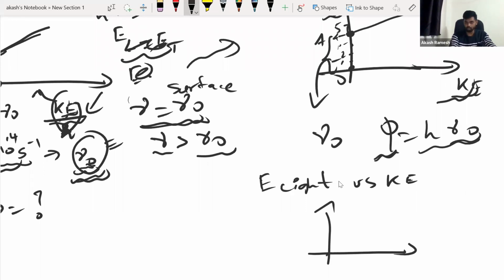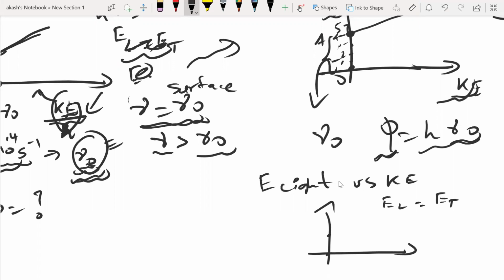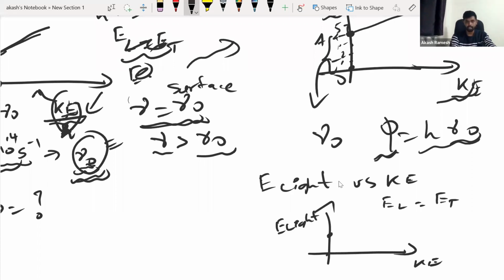Say you start with 0 energy of light, obviously no photoelectric effect. Till some point, the energy of light will be equal to the threshold energy. I write it as ET. That is this point. This is kinetic energy here, and this is the energy of light here. Till this point, the energy of light is equal to the threshold energy, which means the electron is on the surface. Now, once the energy of light becomes greater than the threshold energy, the kinetic energy values keep on increasing.